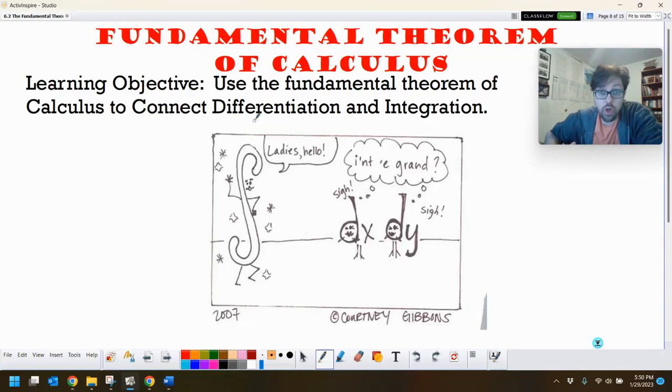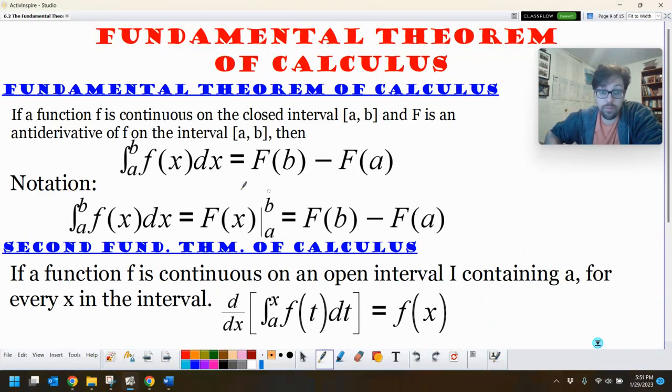Hello, in this video, we're going to be talking about the fundamental theorem of calculus, trying to bridge our gap between our derivatives and antiderivatives. Cut right to it, here we go.